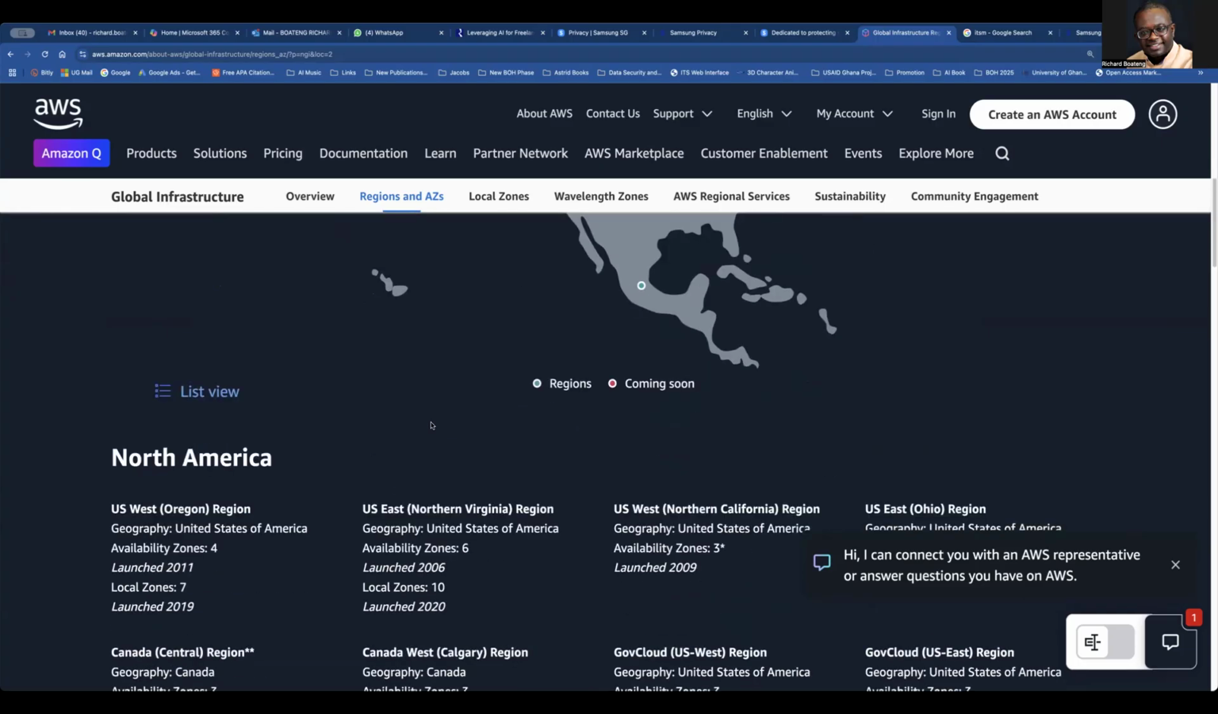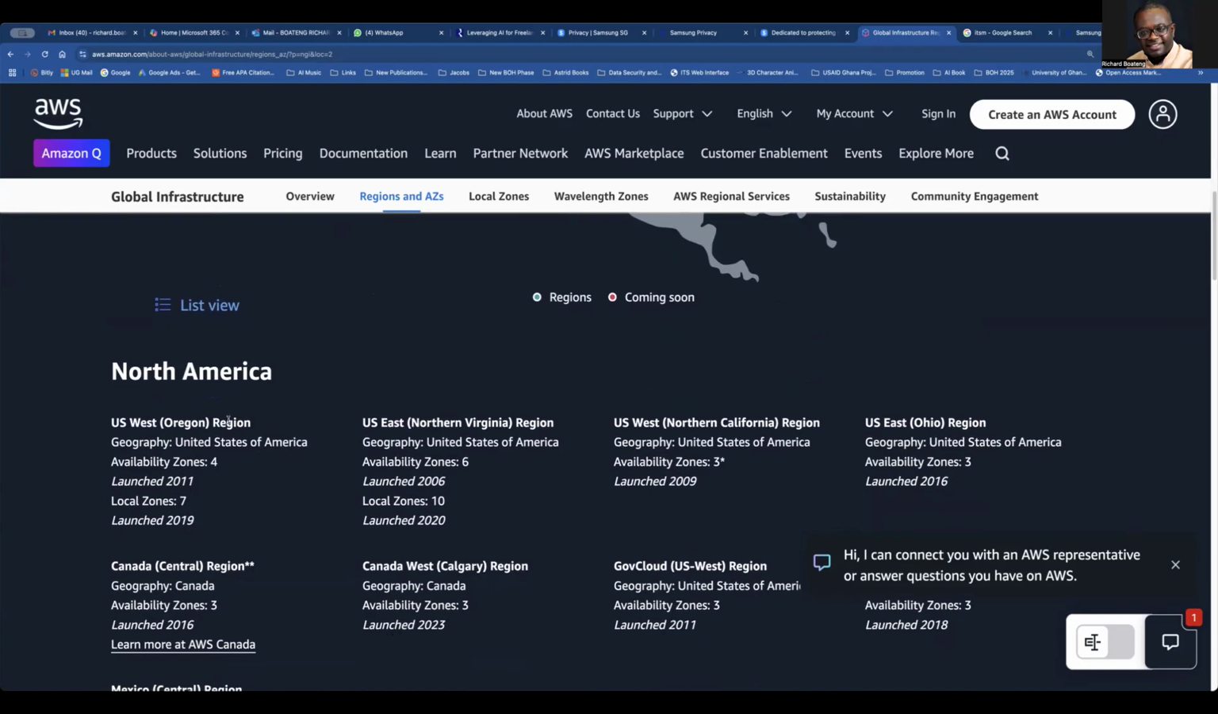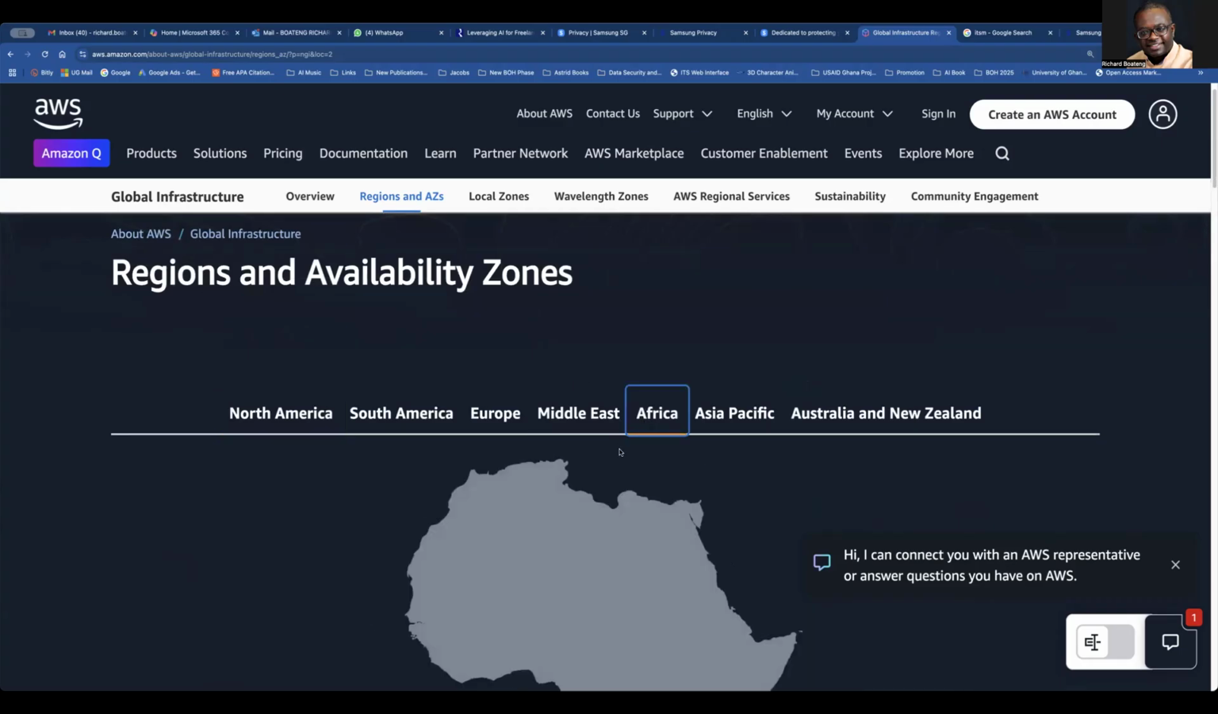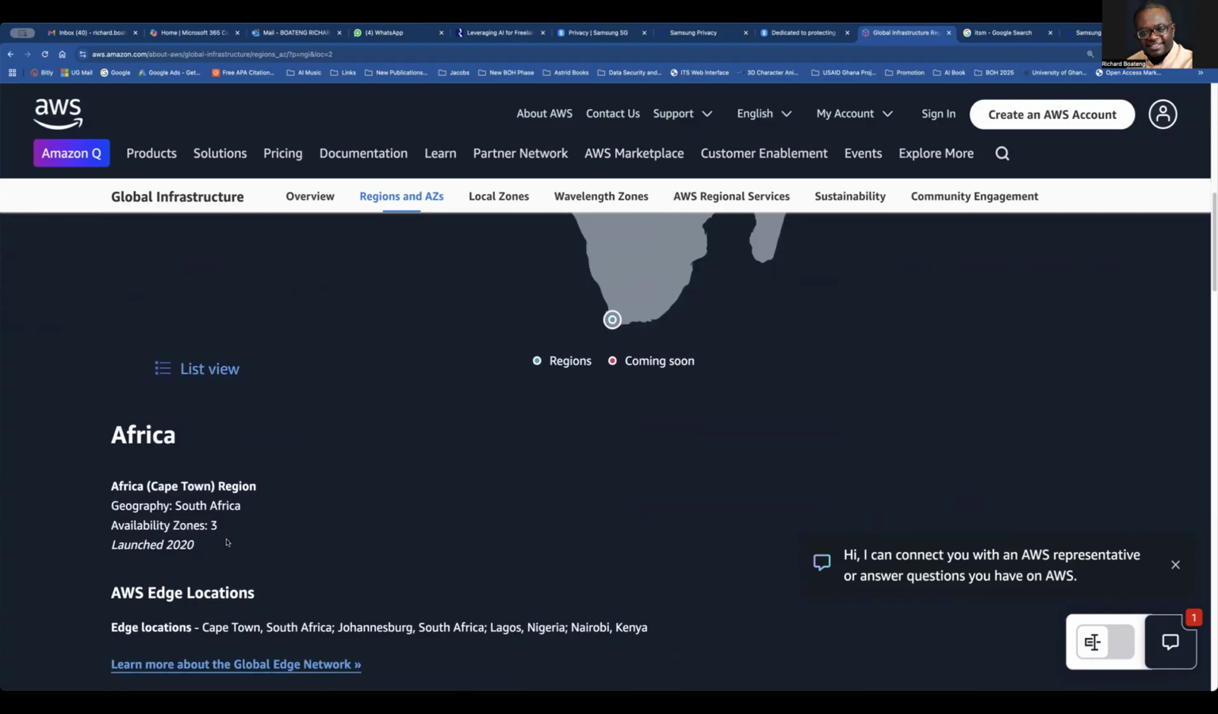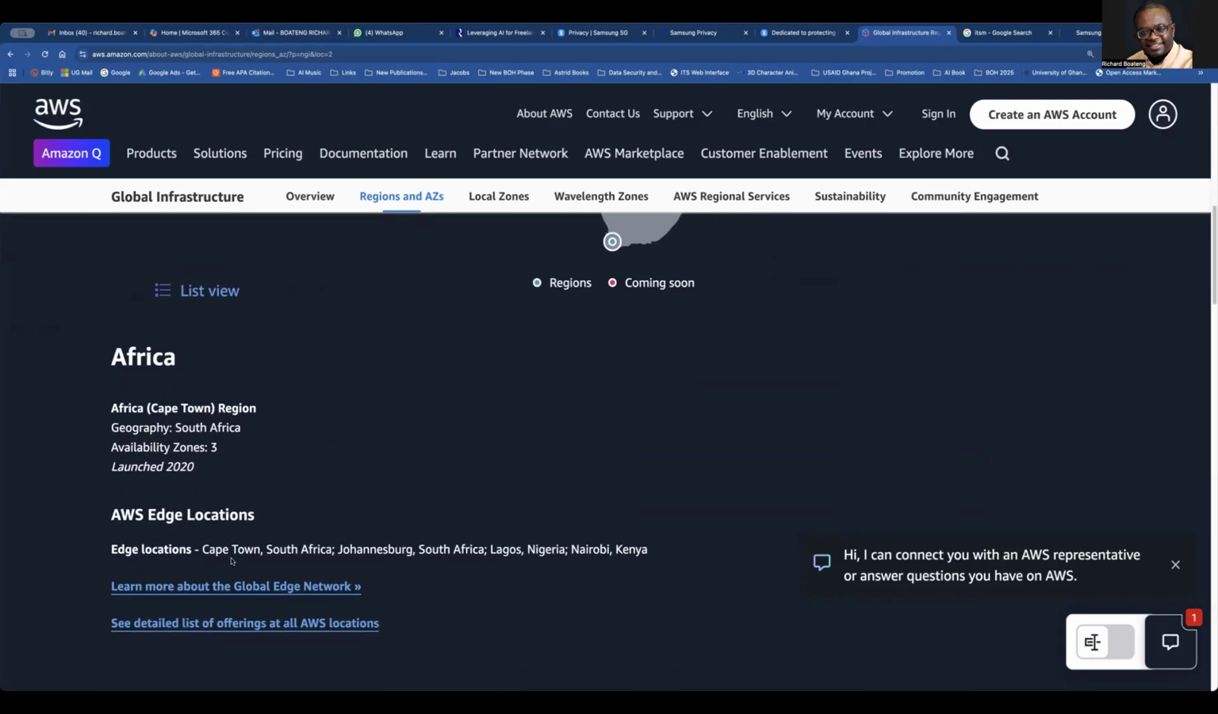So where do you want to store your data? I look at it here. So okay, let me look at that of Africa. Let's check it. Africa, Cape Town, geography, South Africa, availability zones 3, launched in 2020. The edge locations: Cape Town, South Africa; Johannesburg, South Africa; Lagos, Nigeria; and Nairobi, Kenya. Okay, for AWS edge locations.